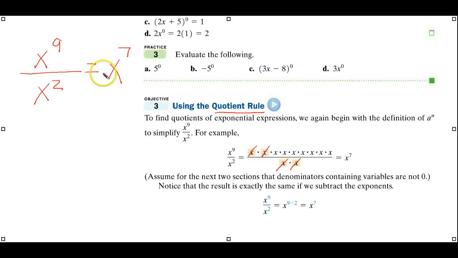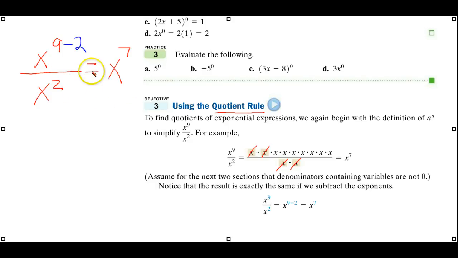Now, if we were going to develop a rule for this, what might you do? Well, as I'd like to describe it, you take your exponent from the denominator, which is a 2, and as it crosses the division bar, the sign of the exponent changes. Here it was a positive, it's going up, it's changing to a negative. And we then get 9 minus 2, x to the 7th.